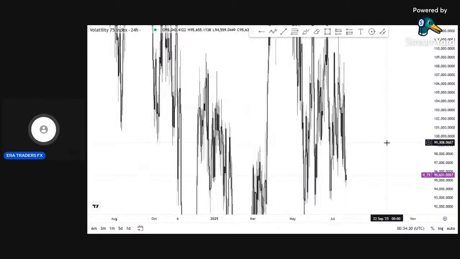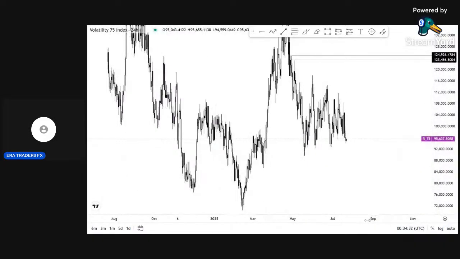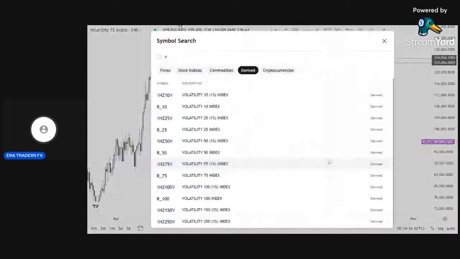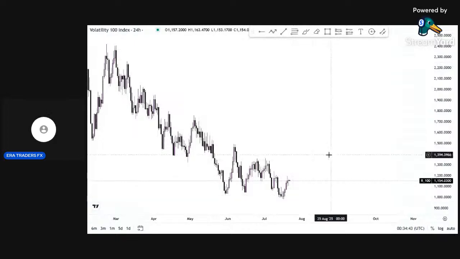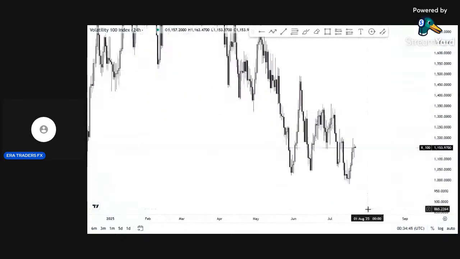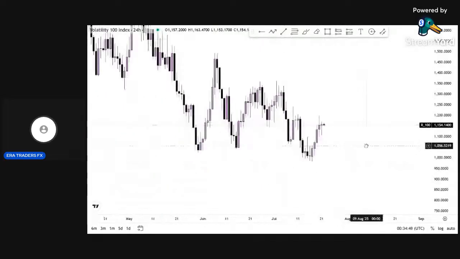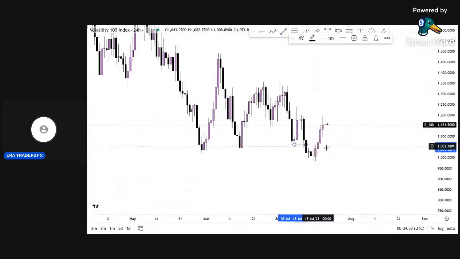24-hour time frame. Quite messy. So let's see V100. V100, if you look at the most recent break of structure we had, this most recent break of structure.